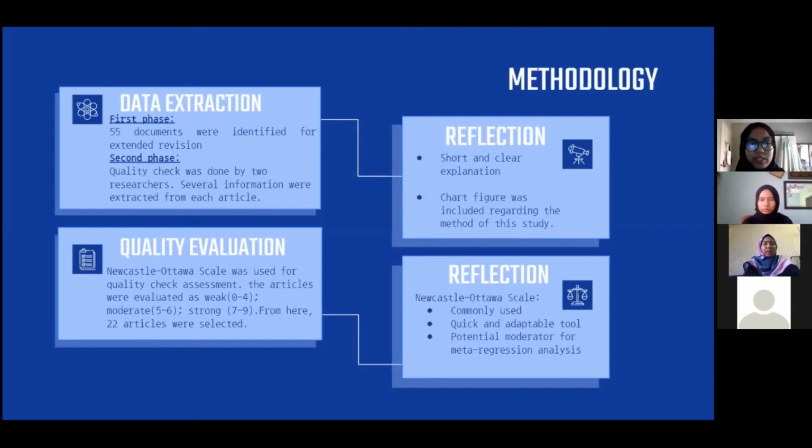As mentioned in the article, it is a commonly used method for the assessment of study relevance and research interest. So for me, it is a good choice to apply the Newcastle Ottawa scale, as it has various advantages, such as it is a quick and adaptable tool, as well as a potential moderator for meta regression analysis.